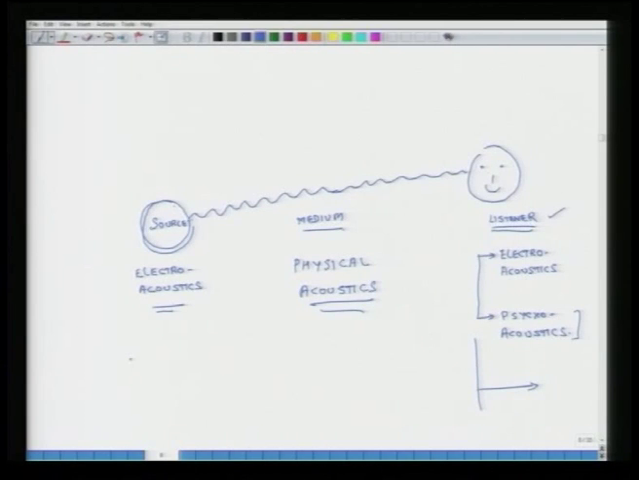So the wave equation helps us understand how sound gets transmitted through a medium. That comes in the realm of physical acoustics. So that is a very broad context in which I wanted to place the wave equation. Where does the wave equation fit in the overall scheme of things?